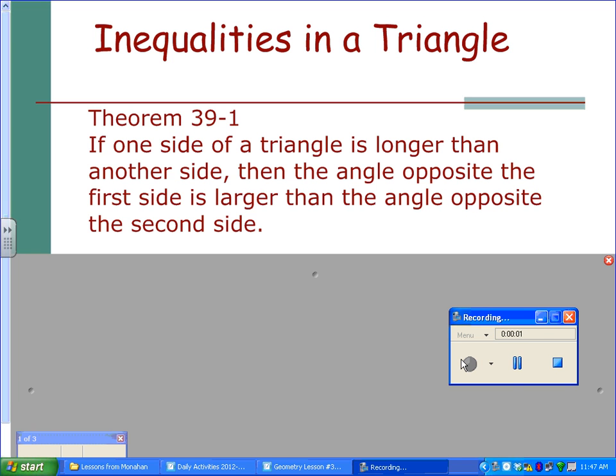39 today. Inequalities in a triangle. Theorem 39.1, it doesn't have a specific name, so you just have to remember it's theorem 39.1. If one side of a triangle is longer than another side, the angle opposite the first side is larger than the angle opposite the second side. You knew that, right? The largest side is opposite the largest angle.